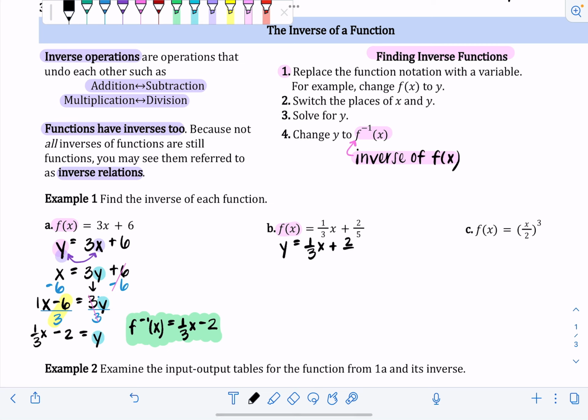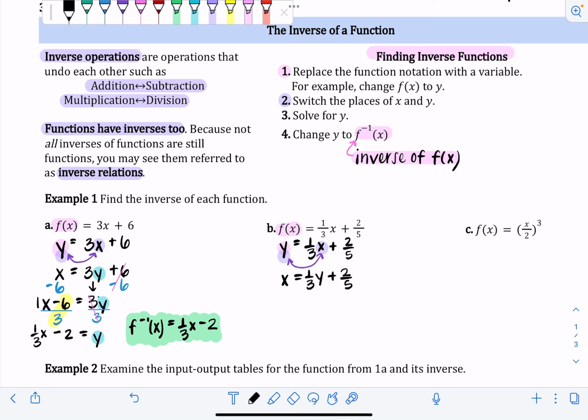And then step 2, switch the places of x and y. So we have our y right here, and x is right here. If we want to switch their places, the equation would start with x, so it would be x equals 1/3 y, if they switch, plus 2/5.